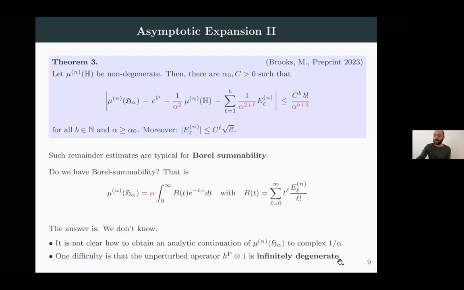And even though one can probably argue about the practical relevance of Borel summability, I think it would be mathematically a really nice result to prove that these eigenvalues are Borel summable. And while we cannot prove this at this point, this was the motivation to look at these improved error estimates.